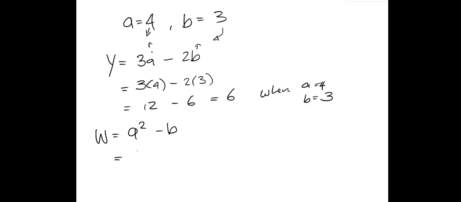So a squared equals 4. So now it's going to be 4 squared minus b. Well, b is now 3. And now we can solve it. 4 squared is 16. 4 times 4. 16 minus 3 is 13. And that's how that's done.